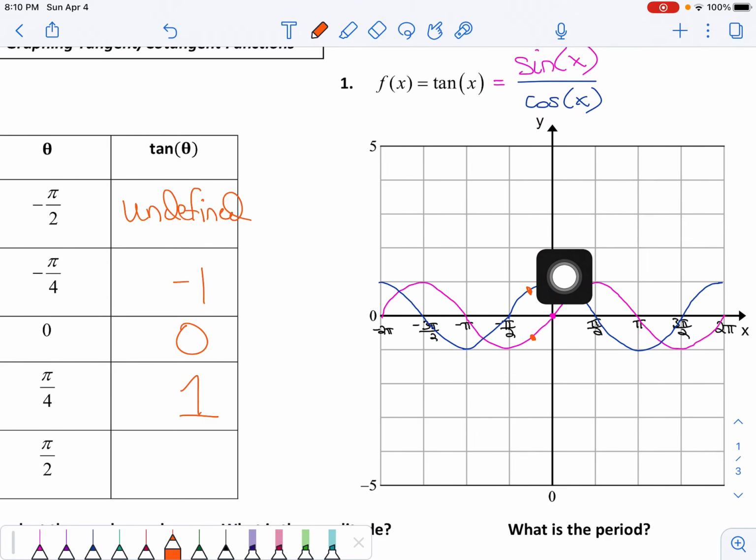And last but not least, I'm at pi over 2 here. Sine is 1. Awesome. Cosine is 0. 1 divided by 0, well, that's undefined.